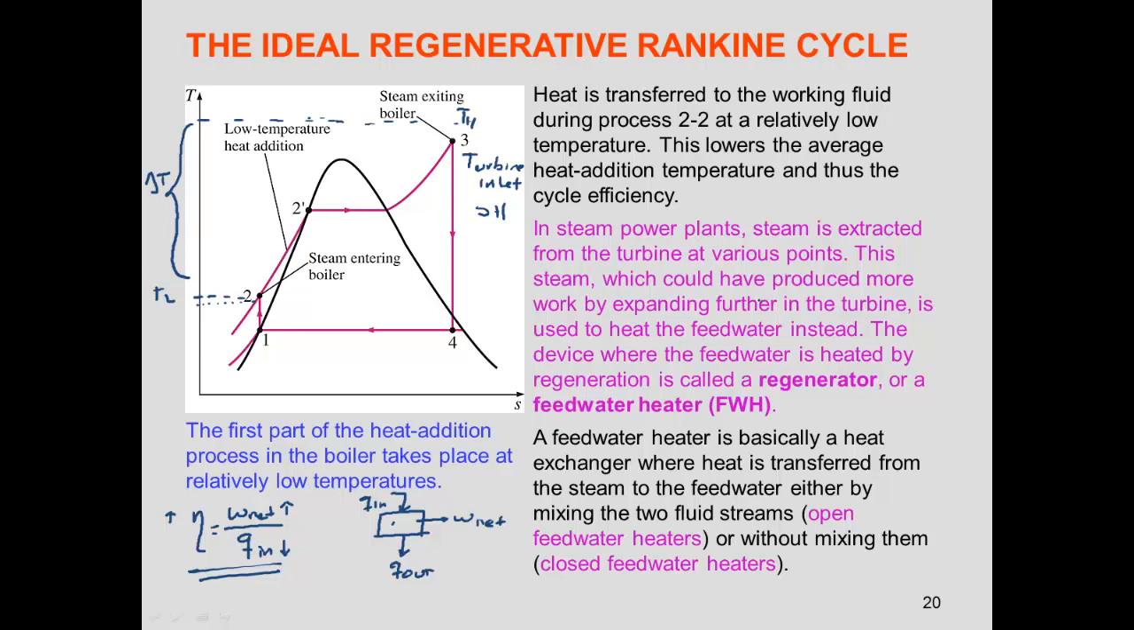So that's basically what we're saying here. We're gonna use part of the heat of the steam that we're using to expand to produce work. We use part of that steam to preheat water. And we can have two types of feed water heaters. One is an open one, and second is a closed one. Both are basically heat exchangers, and we're going to discuss them in more detail right now.